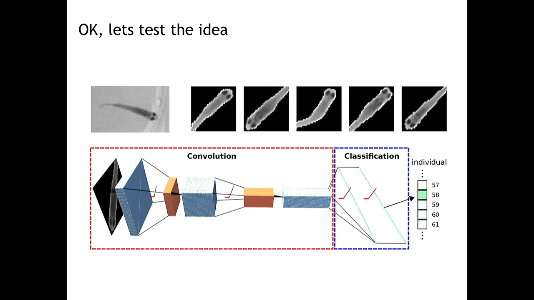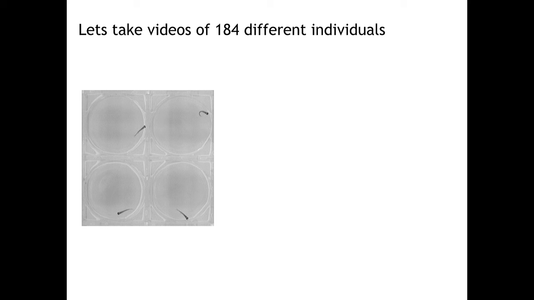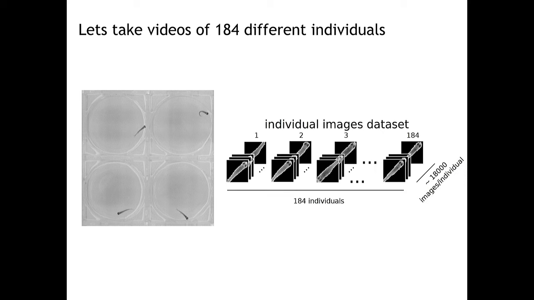To test the idea, to obtain some ground truth, we obtained videos, the image is not very good, of 184 animals. They are in independent little tanks, so we know who is who. That's our ground truth. We have all these images for the 184 animals. It's 10,000 of them. So this is our library to do a test of any network.